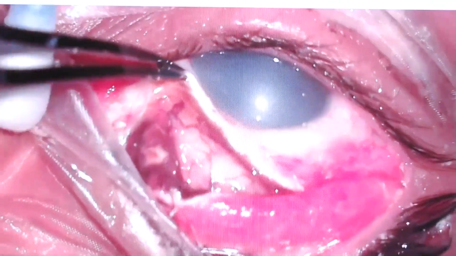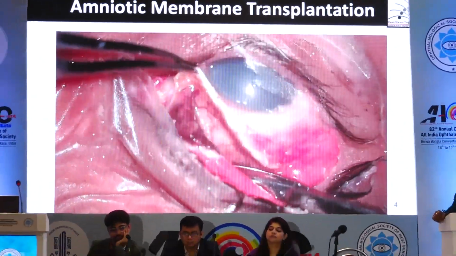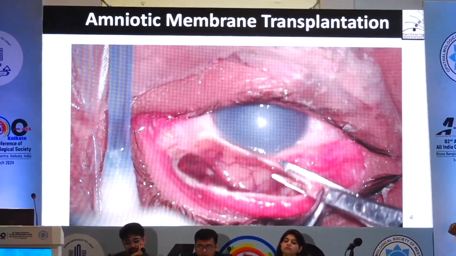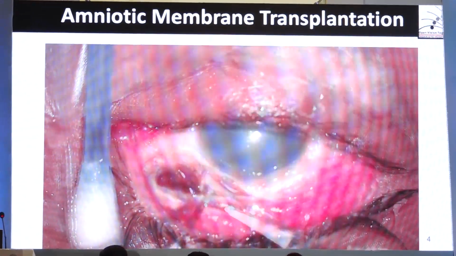So this is the surgical video. This is an 8 year old child who had a tuna injury. You can see the fornix is totally necrosed. This patient came 2 days after the injury. In all these cases, we have to remove all those tuna particles along with necrosed scleral and conjunctival tissues.